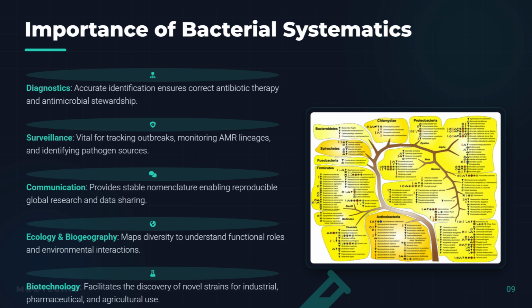In ecology and biogeography, it maps diversity to understand functional roles and environmental interactions. It helps us figure out what different bacteria are doing in an ecosystem, from the oceans to our own intestines. And in biotechnology, it facilitates the discovery of novel strains for industrial, pharmaceutical, and agricultural use. By systematically exploring bacterial diversity, we can find new producers of antibiotics, enzymes, or compounds for manufacturing. The colorful bacterial icons on the slide, representing groups like proteobacteria and firmicutes, visually symbolize this incredible diversity that systematics helps us navigate.